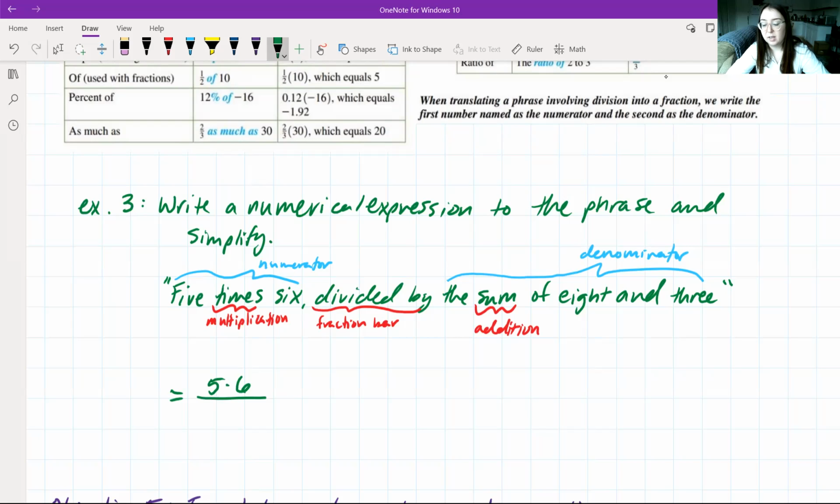We're using addition, so we could say 8 plus 3. And we can put some grouping symbols around if we would like. So now we have this expression, 5 times 6 divided by 8 plus 3. Well, let's simplify our numerator and our denominator. Our numerator is going to be 5 times 6, which is 30, divided by 8 plus 3, which is going to be 11. And 30 and 11 have no more simplification, so 30 divided by 11 is our final answer.